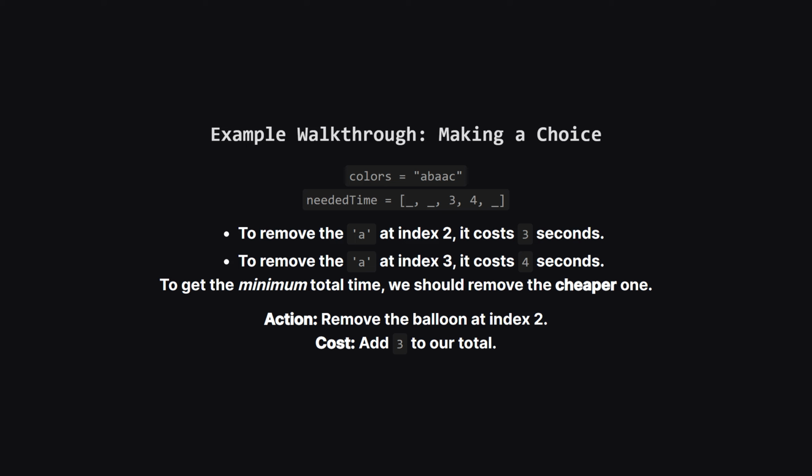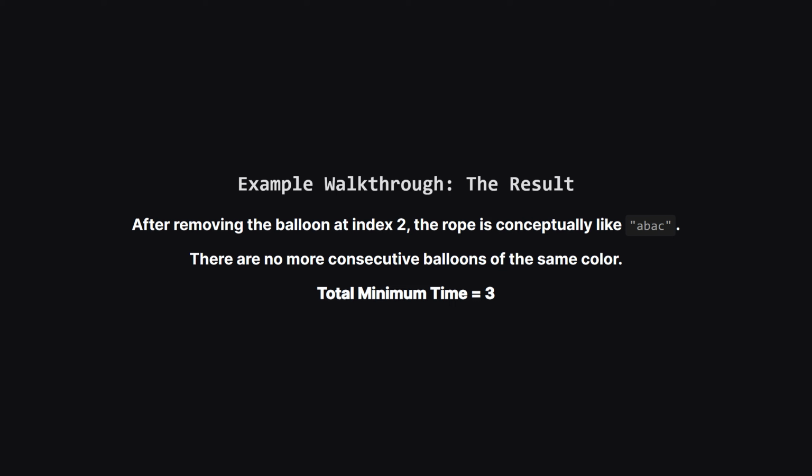Since our goal is to minimize the total time, the choice is easy. We always remove the cheaper one. So we'll pay the 3 seconds to remove that balloon, and add 3 to our running total. After we imagine that balloon is gone, the rope is effectively like ABAC. Now, are there any more problems? Nope, no two adjacent balloons have the same color anymore. Since that was the only conflict, our job is done. The total minimum time was 3.